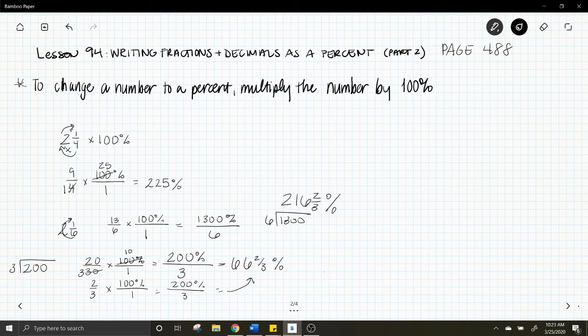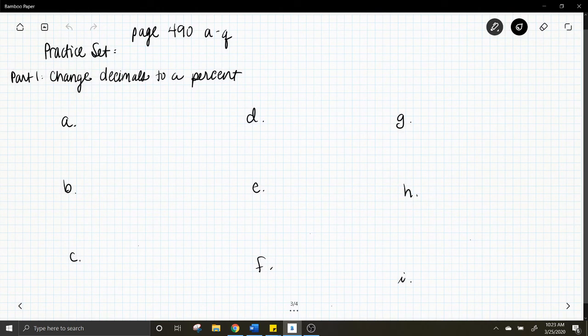Okay, so great job. Now you'll look at the practice set. There's a lot of problems here. The first section should be really simple. Change each decimal number to a percent by multiplying by 100%. So this is on page 490. We're going to do all of them, and I've broken them down into the 2 parts. So the first part, change decimals to a percent.